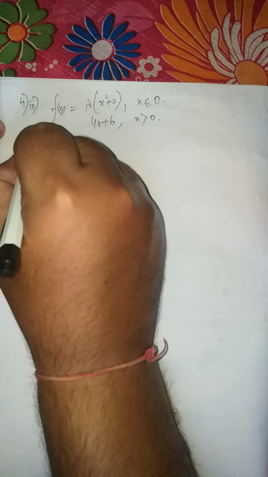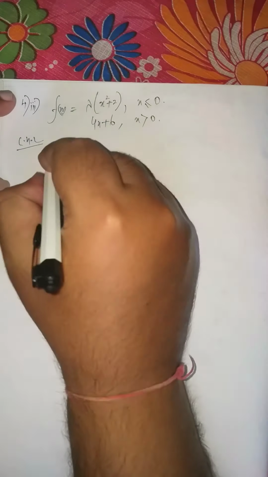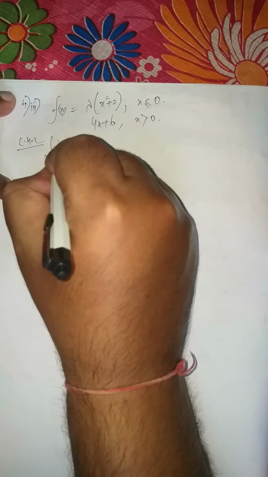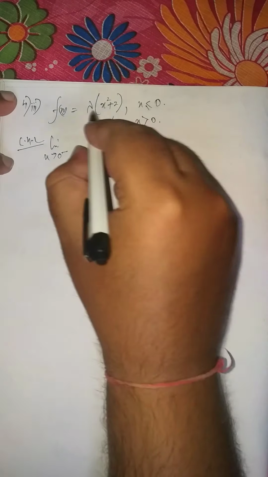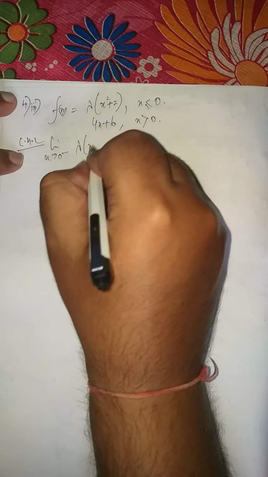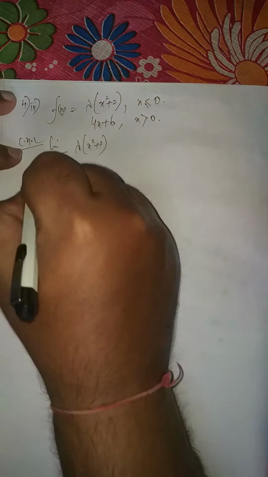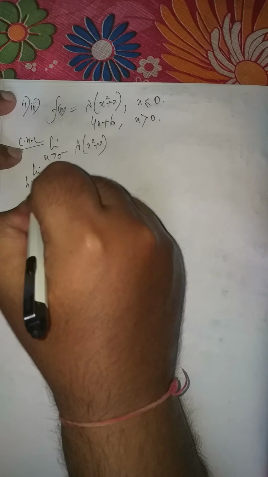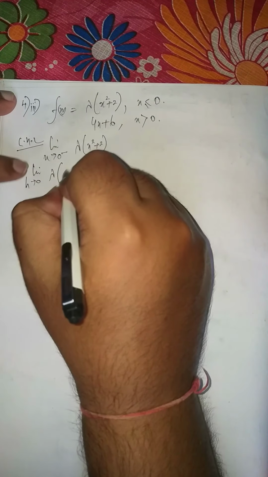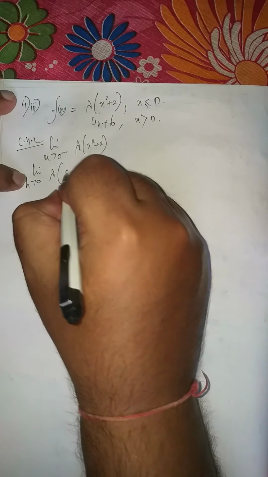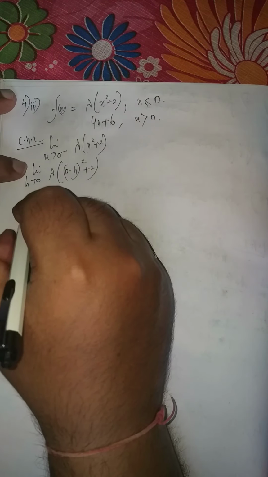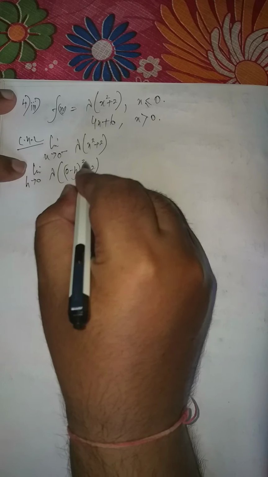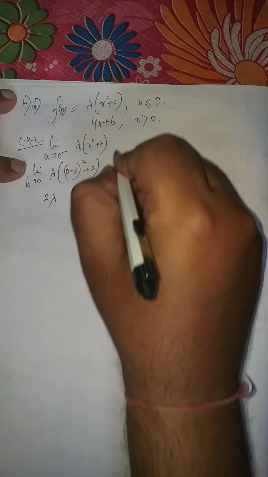The method is just find LHL. For LHL, limit x tends to 0 minus. 0 minus means less than 0. Which function will you take? Yes, the first one. Again evaluate it. Limit h tends to 0, lambda, in place of x you can replace 0 minus h, square plus 2. Substitute the value 0, 0 square is 0, that is 2 lambda.